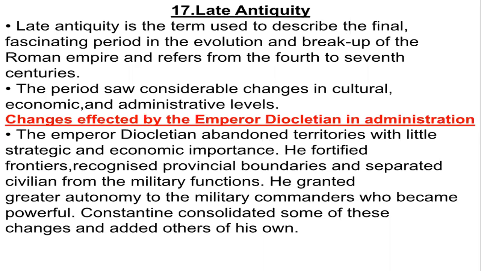We are going to conclude this chapter by looking at the cultural transformation of the Roman world in its final centuries. So, Late Antiquity is the term that is used to describe the final fascinating period in the evolution and breakup of the Roman Empire, and it broadly refers to the 4th to 7th century.